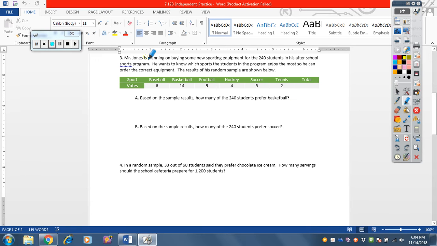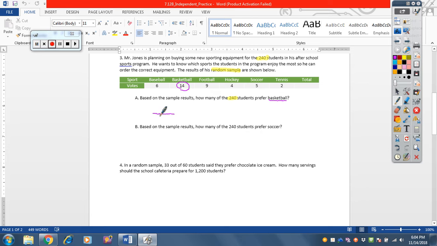Number 3, Mrs. Jones is planning on buying some new sporting equipment for 240 students in his after-school sports program. He wants to know which sports the students in the program enjoy the most so he can order the correct equipment. The results of his random sample are shown below. So based on his sample results, how many of the 240 students prefer basketball?